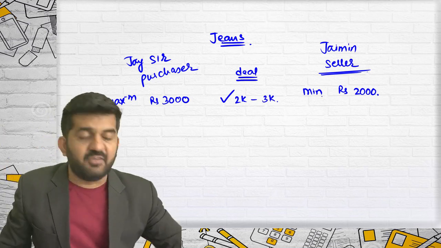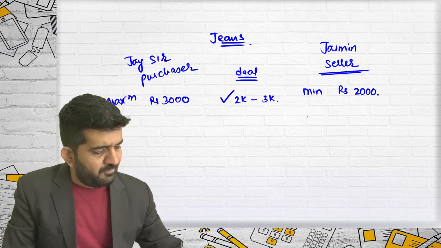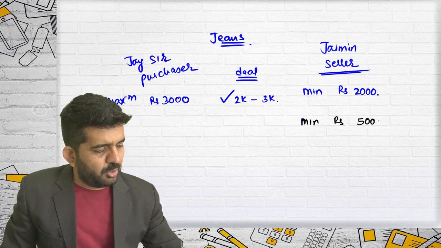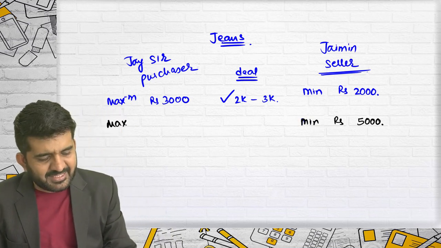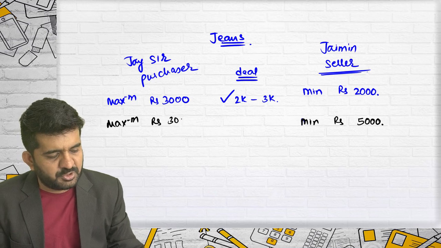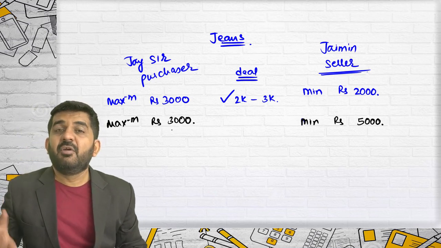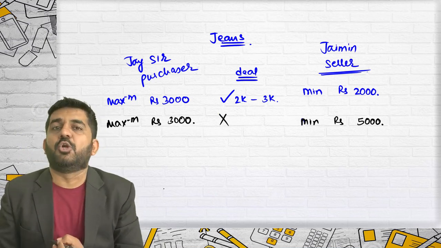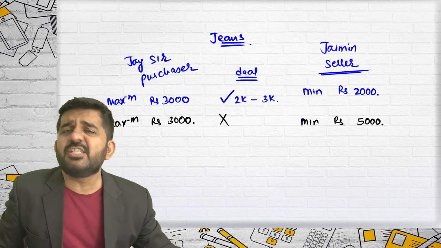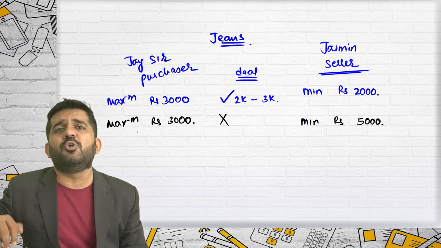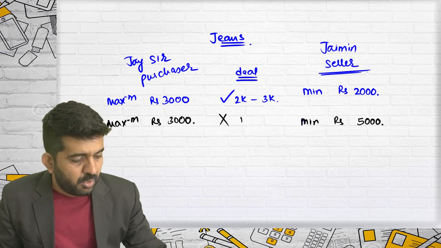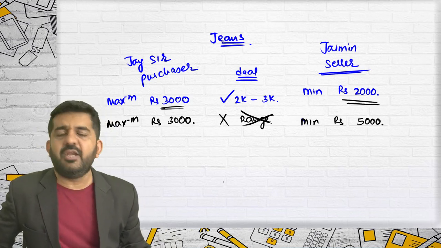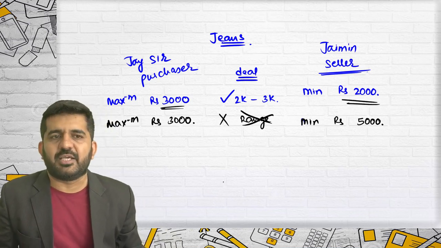But understand, if this is reverse, if Jaimin minimum wants rupees 5,000 and I am maximum ready to pay rupees 3,000, we will not start even negotiation. Even if it starts, the negotiation will end with no deal, because he is not ready for less than 5,000 and I am not ready to pay more than 3,000. How will the deal happen? What will be the range? There will be no range. Range will happen when it is like this, 3,000 and 2,000. Then only there can be a range. Otherwise, there cannot be a range.